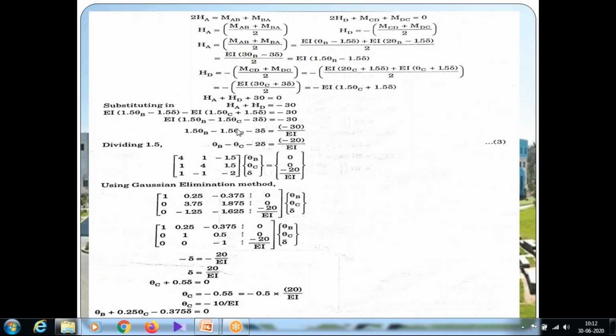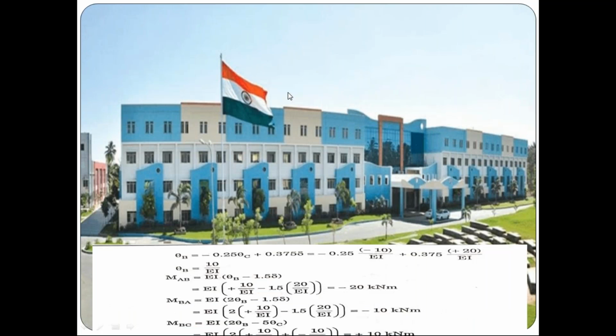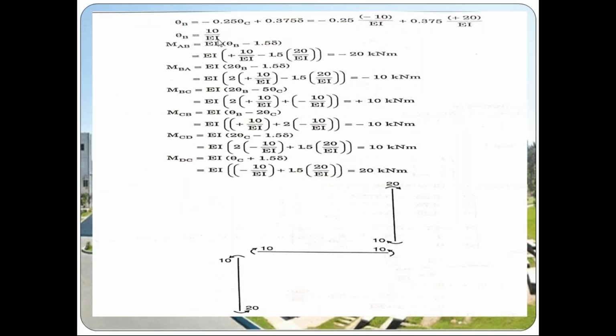So after calculating the three equations, we have three equations with three unknowns, theta B, theta C, delta. By using a calculator or manually, we can calculate the unknowns theta B, theta C, and delta. So delta is 20 by EI, theta C is equal to minus 10 by EI, and theta B is equal to 10 by 8.